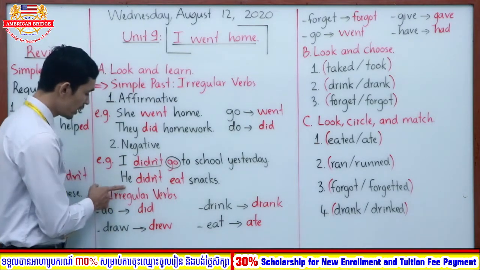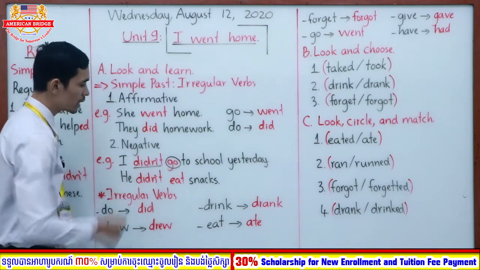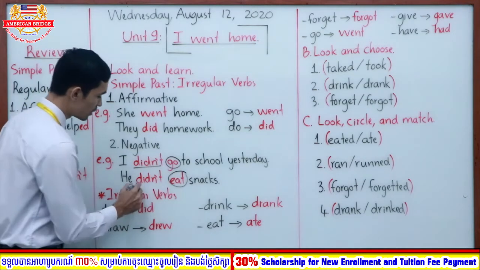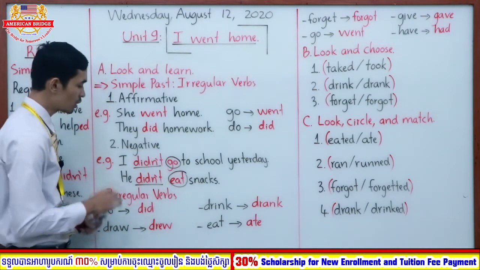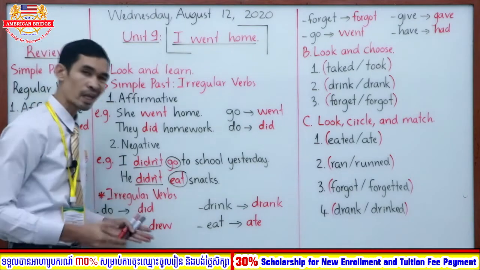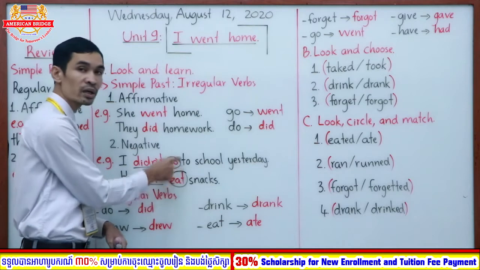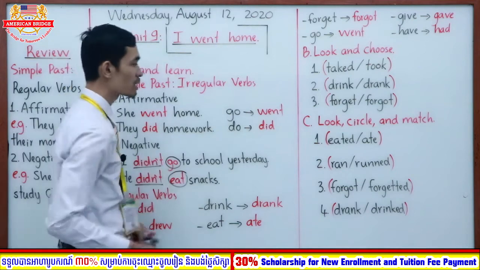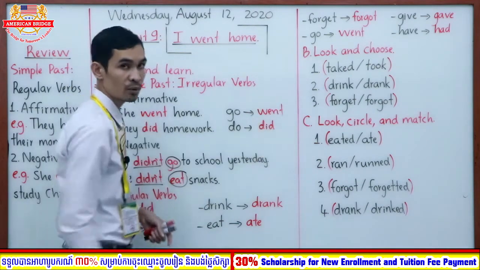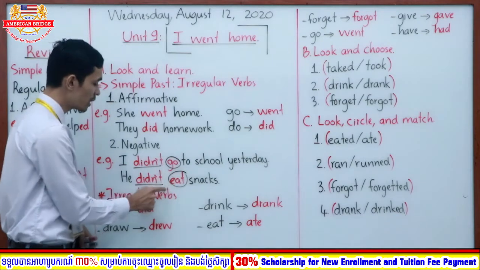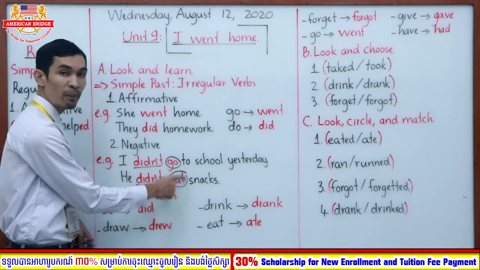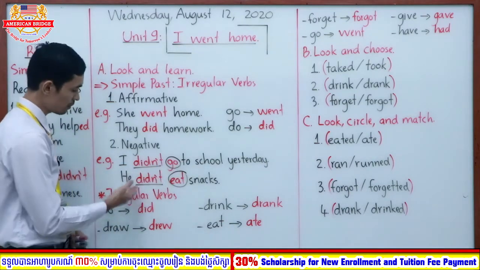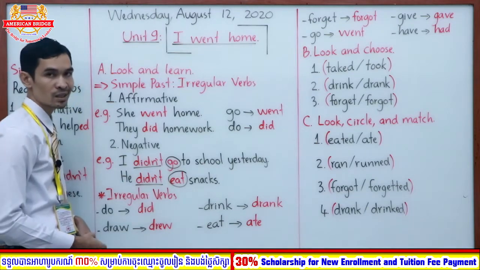Example, the second one. He didn't eat snacks. You see, it is the base form of the verb because you use it after didn't. You cannot say he didn't ate snacks. You cannot use the past form of the verb here. This one we call the base form of the verb, and this one we call the past form of the verb. You cannot use the past form here because after didn't you have to use the base form of the verb. Example again, I didn't go to school yesterday. He didn't eat snacks.